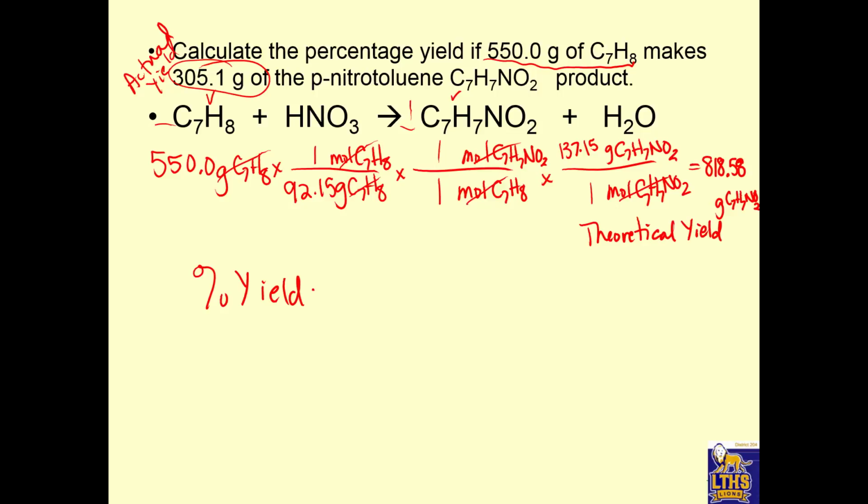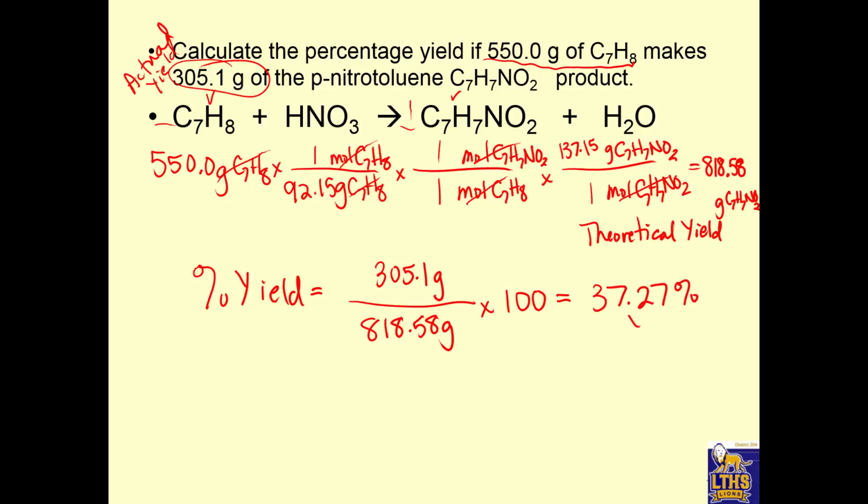So I have to do the 305.1 grams actually produced divided by the 818.58 grams that should have been produced. Multiply that by 100 to make it a percent. We get 37.27% yield. Okay. Right.